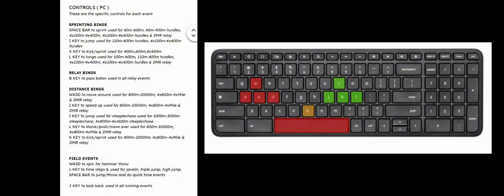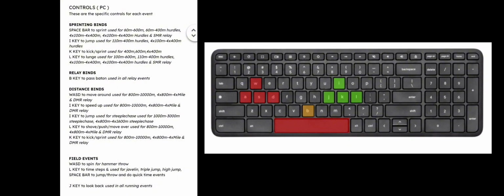And then we have the last key, which is the J key. The J key is more of an optional thing you want to do. What it basically does is it allows you to just look back at other people. So if you don't know how many people are behind you, if there's a large gap and you don't know how big the gap is, just press J, and the camera will move behind you, and you'll be able to check how many players are behind you. Basically, that's all.